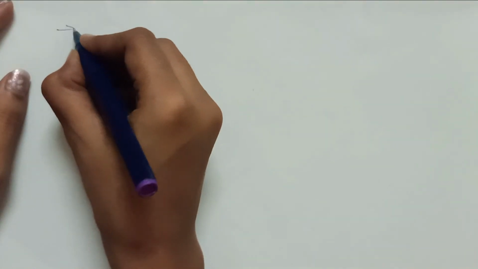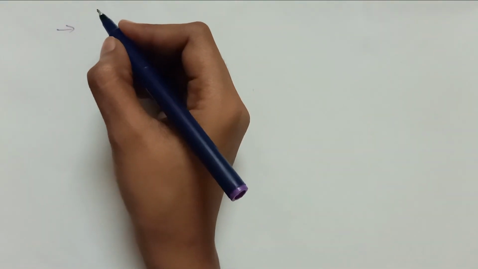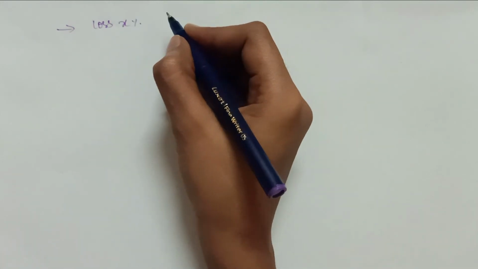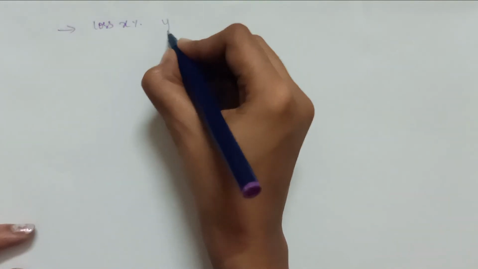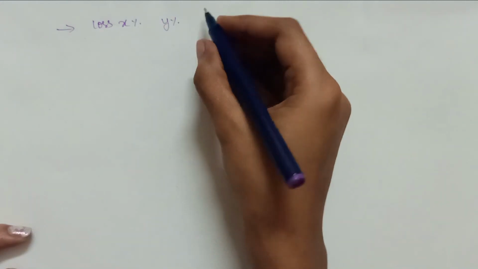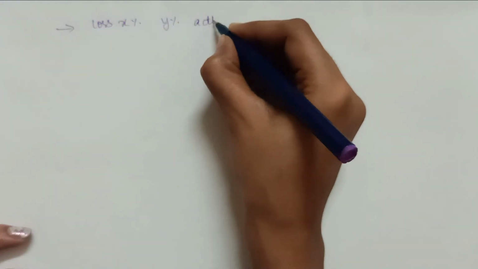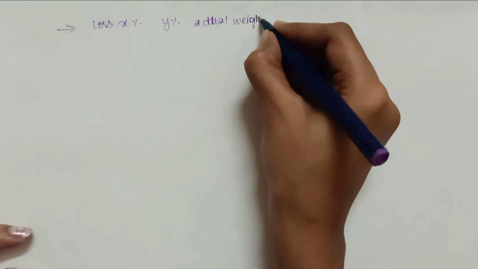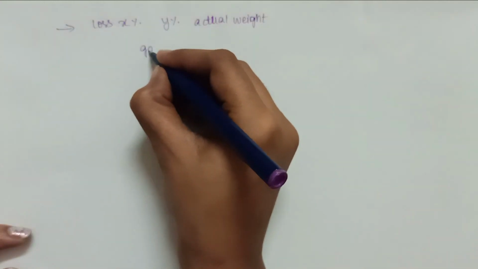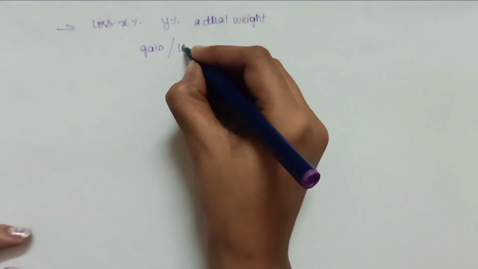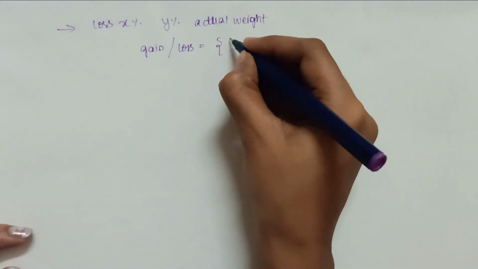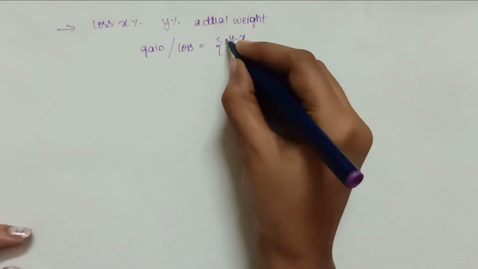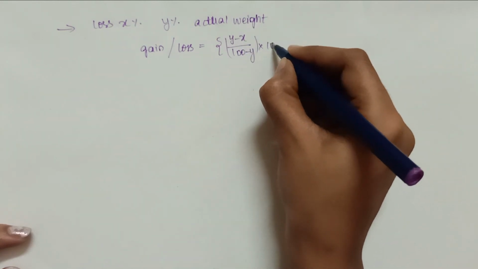Now next formula: if a trader sells his goods at a loss of X% with a false weight Y% less than his actual weight, then the formula is gain or loss is equal to (Y minus X) by (100 minus Y) into 100%.